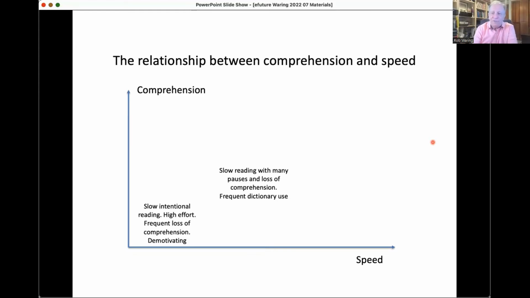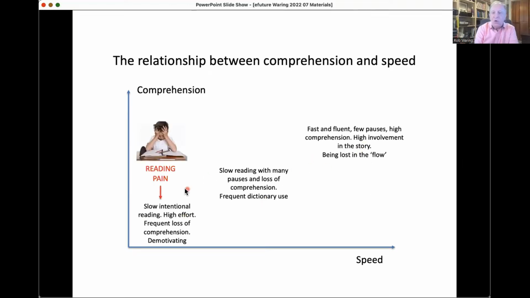We also have text which is a little bit slow. There are quite a few pauses. Maybe you lose comprehension and you need your dictionary quite a lot. And the last type of reading is fast, fluent reading with very few pauses, high comprehension, high involvement and engagement in the story, and you're lost in the flow of reading. So we have names for 3 different types of reading. This one we call reading pain.